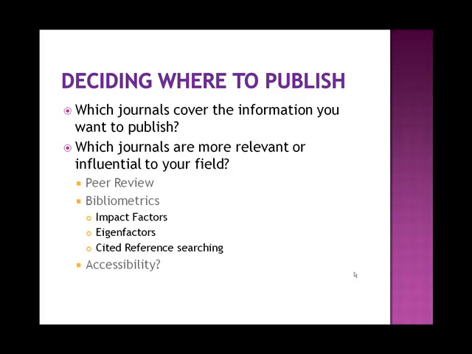One is whether or not the journal is peer-reviewed, which means that a group of people in your field will review your research article before it's published. The second would be bibliometrics, which includes impact factors, eigenfactors, and cited reference searching. And the final thing you might consider is accessibility.